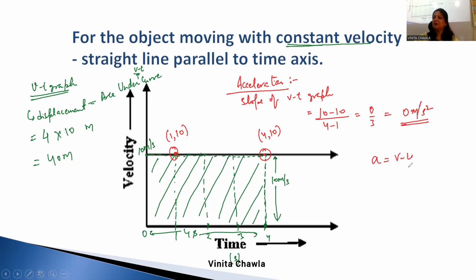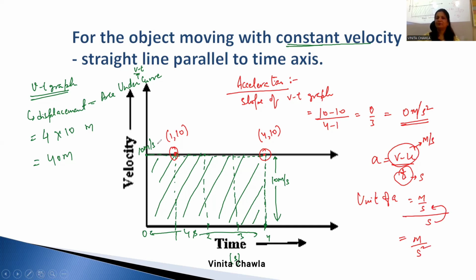Acceleration is V minus U by T. We measure velocity in meter per second, and time is measured in second. So the unit of acceleration is meter per second upon second. So we'll get meter per second square. This is how we find units. Okay. Easy. Now please do this.